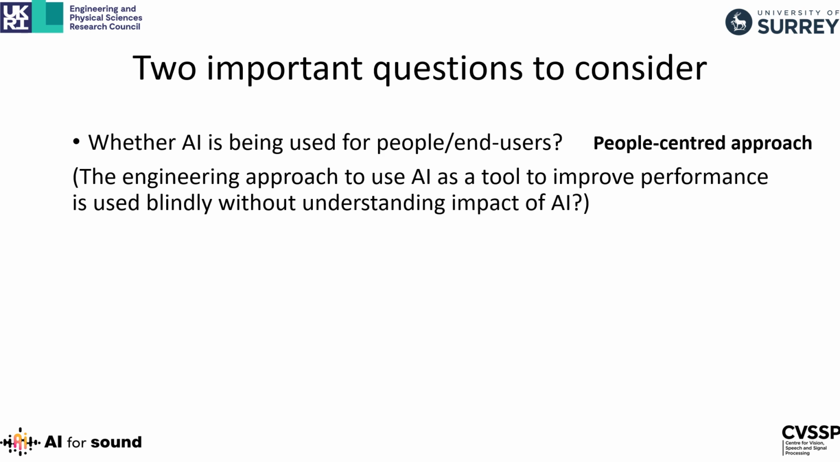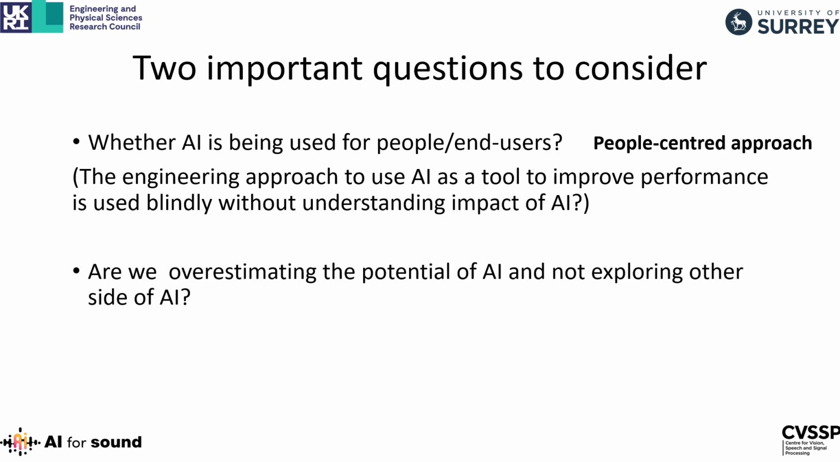To answer this, there's the people-centered approach that we are adopting in Surrey. And the second question is, are we overestimating the potential of AI and only talking about what AI can do best for us, rather than exploring the limitations, challenges, or the other side of AI? This is where I'm going to explain the limitations of AI in the next few slides as well. So let's see how these two questions are handled at Surrey, and how we are contributing towards this other side of AI.